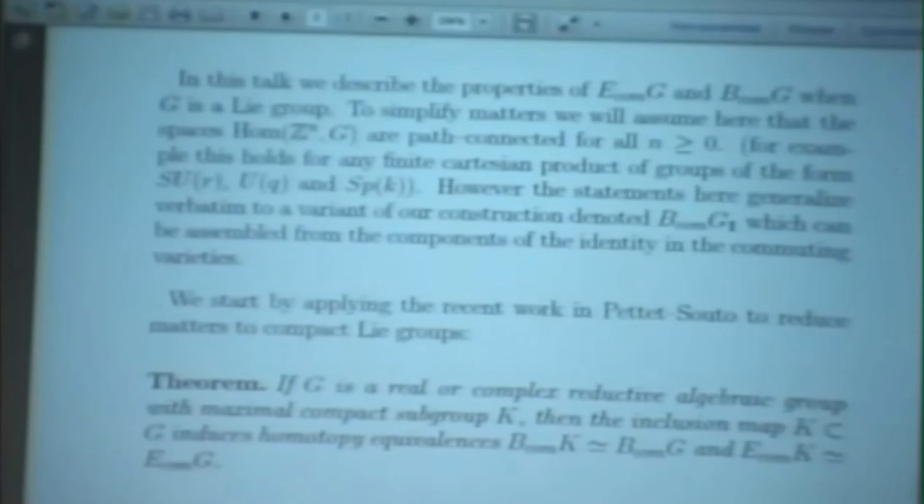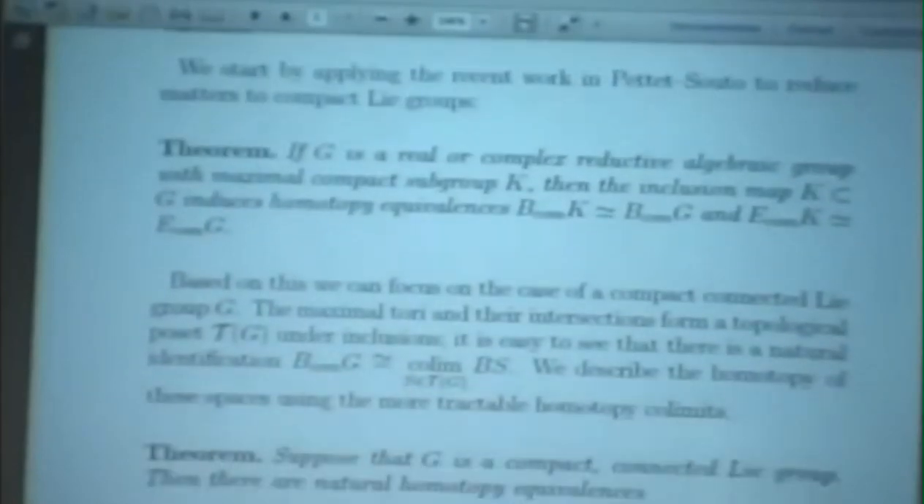But we can plug in their results to prove the following: that the natural inclusion map, if you have a real or complex reductive algebraic group G with maximal compact subgroup K, then the inclusion map induces homotopy equivalences between B_com K, B_com G, E_com K, and E_com G. So we can then say, okay, let's focus in on compact subgroups.